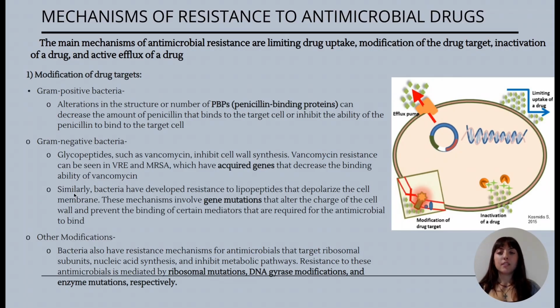And then a similar mechanism, some bacteria have developed resistance to lipopeptides. Lipopeptides polarize the cell membrane, and these mechanisms involve gene mutations that alter the charge of the cell wall and prevent the binding of certain mediators that are required for the antimicrobial to bind. This can be like calcium. Other modifications that can be seen, we have mutations in the ribosomes, DNA gyrase modifications, enzyme mutations.